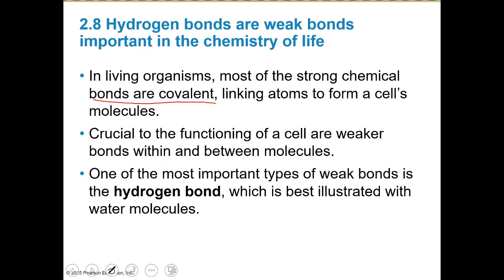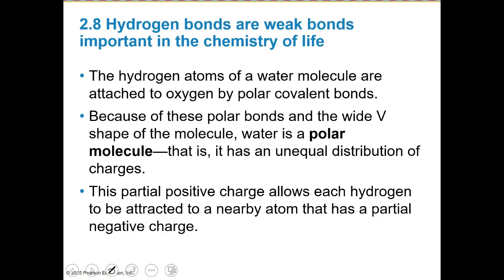Crucial to the functioning of the cell are weaker bonds between molecules. And one of the most important types that we're going to talk about is called a hydrogen bond. And it's between water molecules. This will be our last little bit here, but the hydrogen atoms of a water molecule are attached to the oxygen parts of the polar covalent bond. So remember, we said the oxygen was slightly negative, right? Because it just is a little bit needier. And these are a little bit more positive.